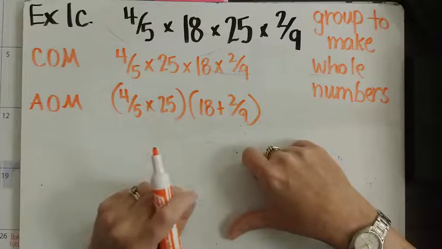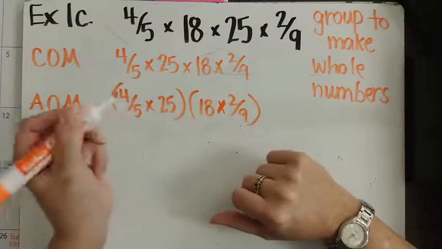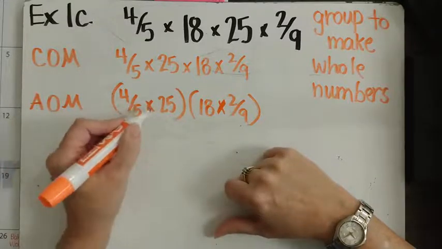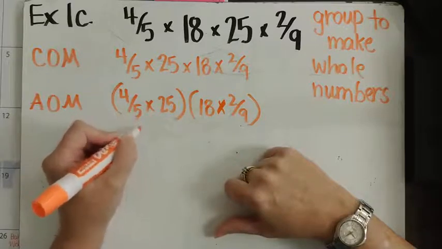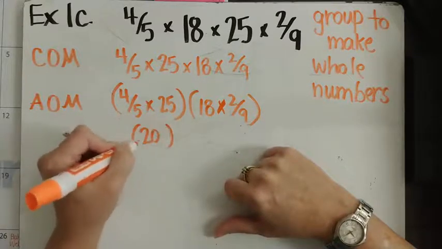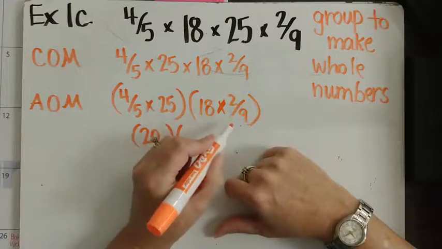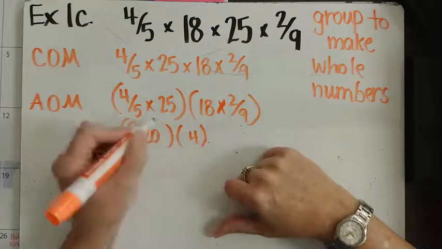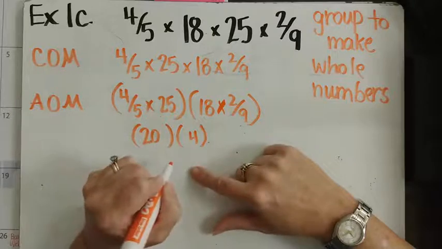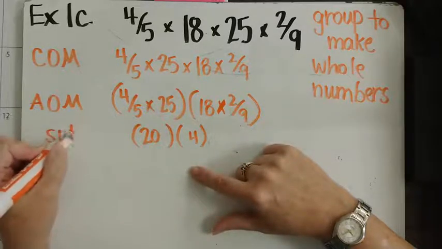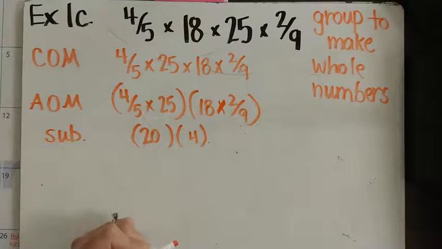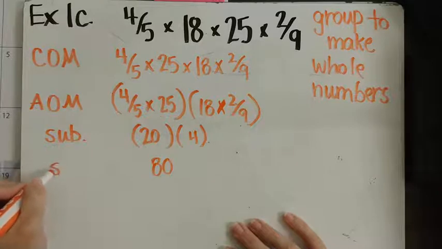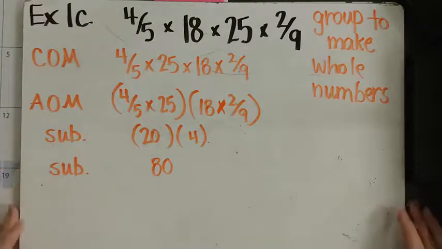So let's go ahead and simplify. 4/5 times 25, if you put that into your calculator, it is 20. And then 2/9 of 18 is 4. All we did was simplify here to give us whole numbers. This is called substitution. And now we have some whole numbers that we can multiply. 20 times 4 gives you 80. And that's also substitution.